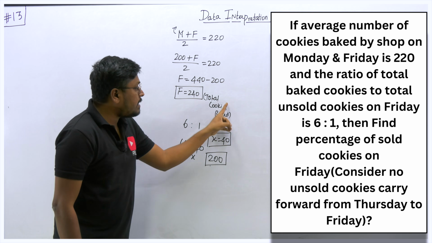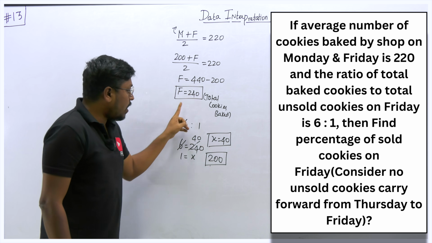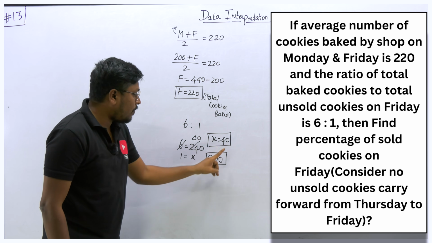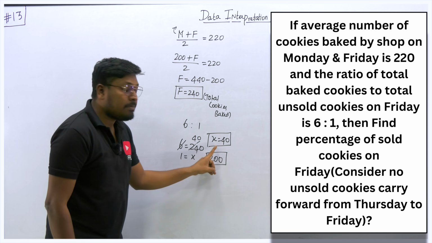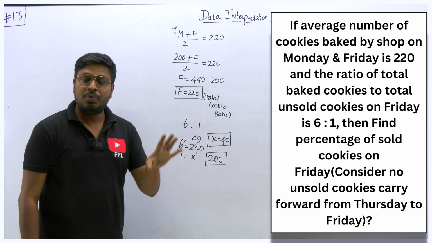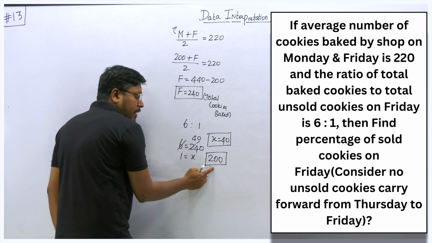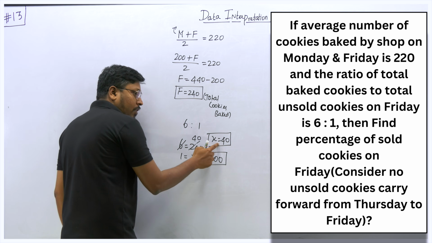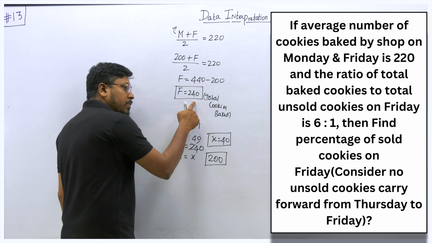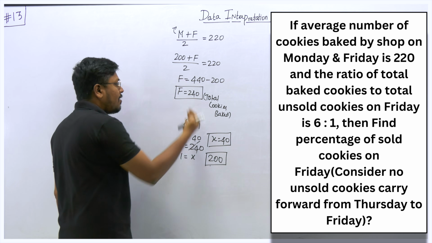So total cookies baked is how much? 240. Out of 240, if I subtract 40, the resultant will be the total number of cookies that were sold. Sold will be 200. So finally we got all the values. Sold will be 200, unsold will be 40, and the total number of cookies baked will be 240.